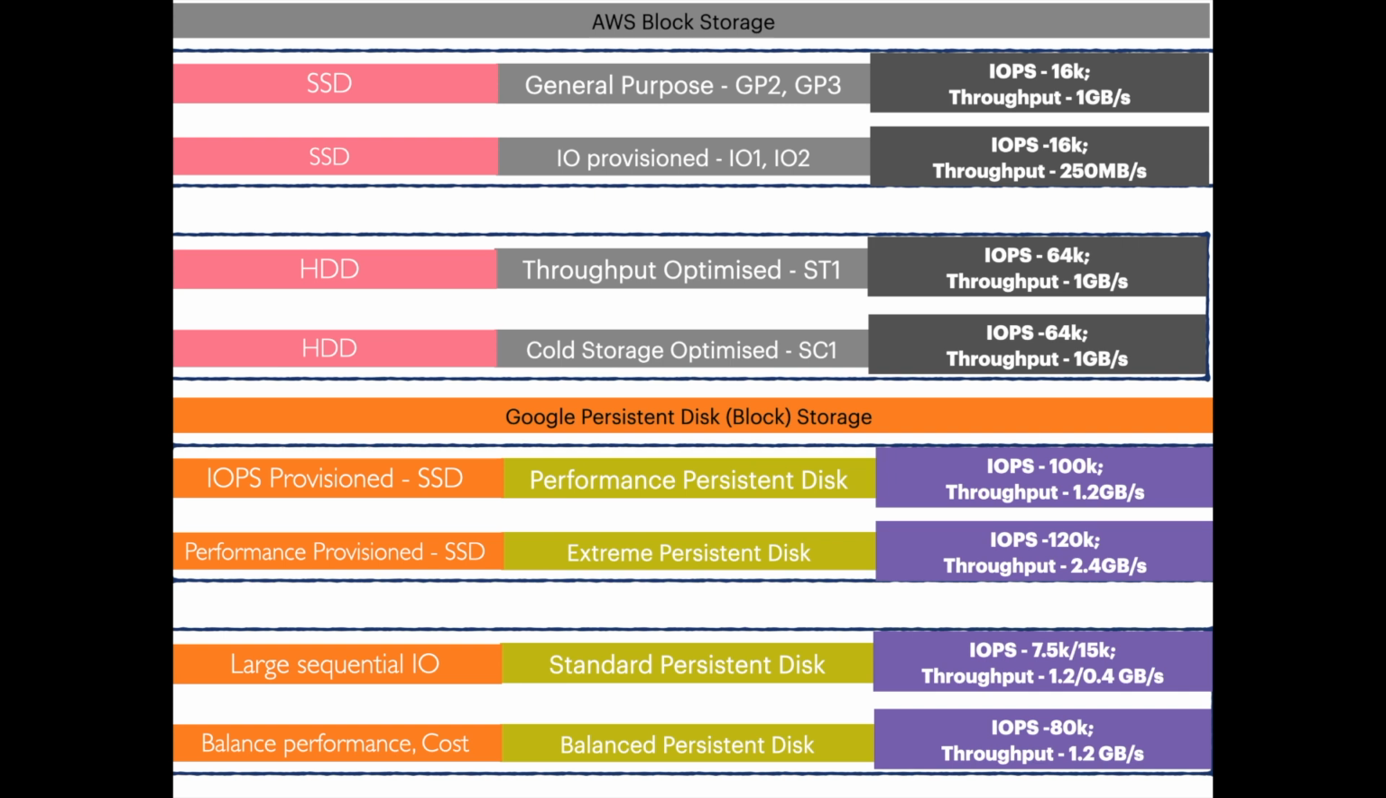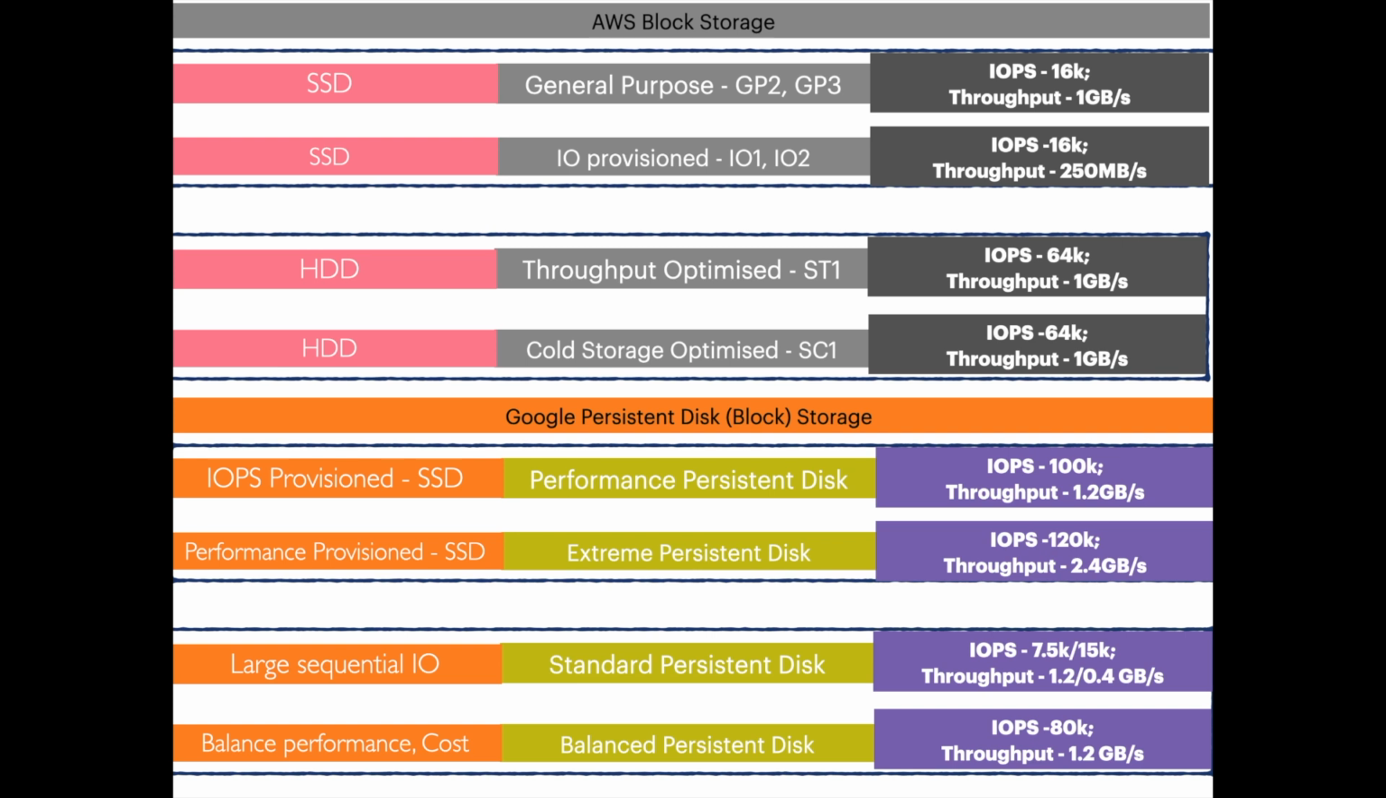If we talk about the similar SSD options that Google offers, Google offers performance persistent disk and extreme persistent disk. Extreme persistent disk is comparatively the new option, which is much more revised in terms of performance, and it's also performance provisioned. And the performance PD is IOPS provisioned.